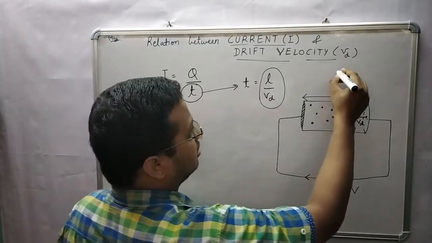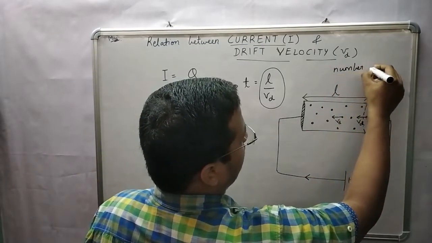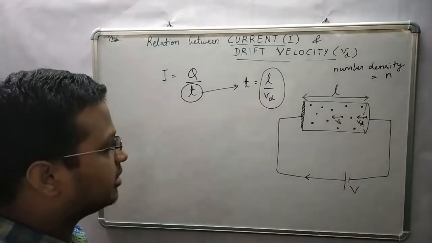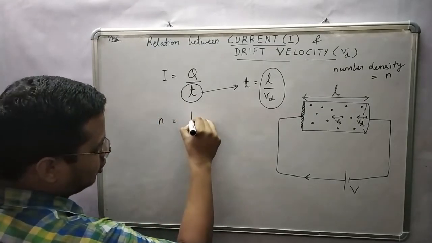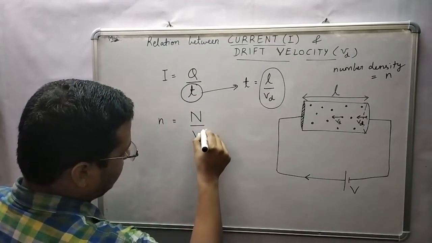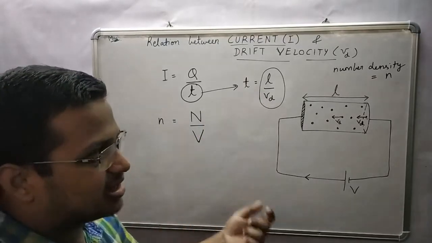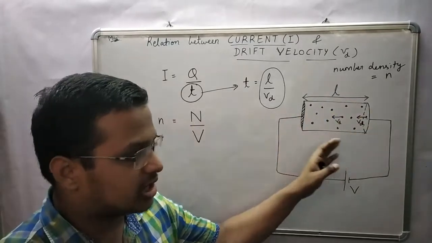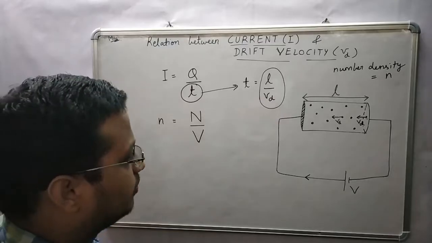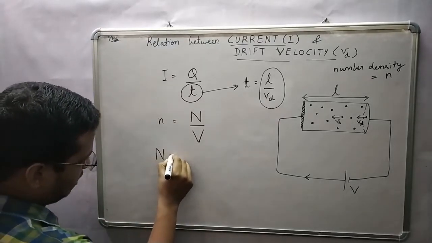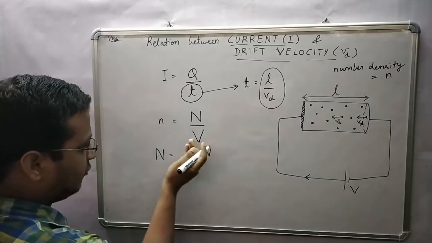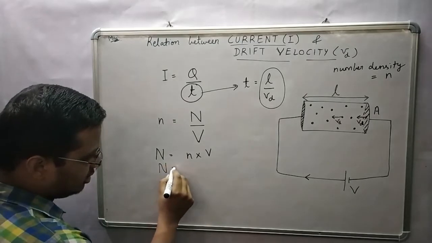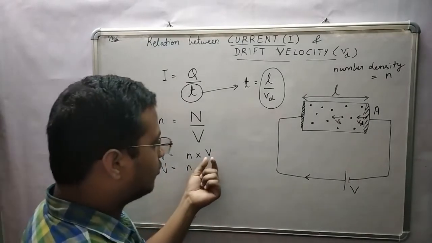Suppose that the number density of free electrons is n. Number density means total number of free electrons divided by total volume. Density generally means divided by volume. So number density means the total number of free electrons present divided by the total volume. If we take V to the left-hand side, the total number of free electrons will be n into V, that is, number density into the volume of the conductor.